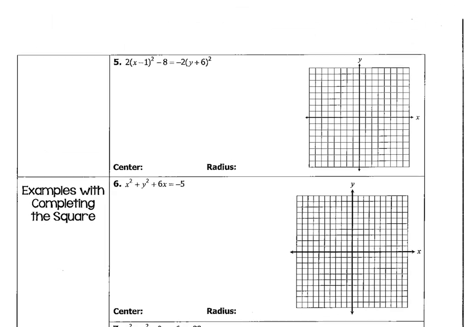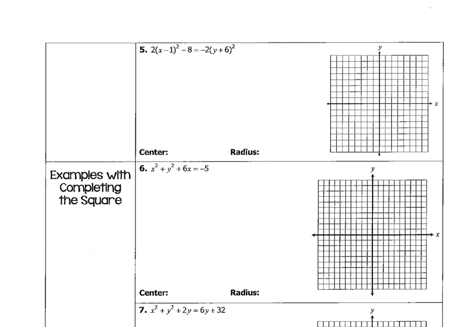Okay, number 5 is kind of a combination of the two of them. We want the x's and y's on one side. We want the constant on the other side. So basically what we're going to do is move this over here. We're going to move the 8 to the other side. So I'm going to leave the 2 and the x minus 1 squared here.